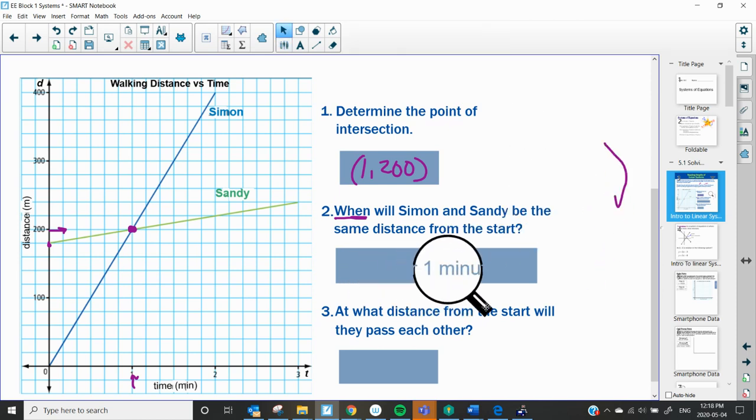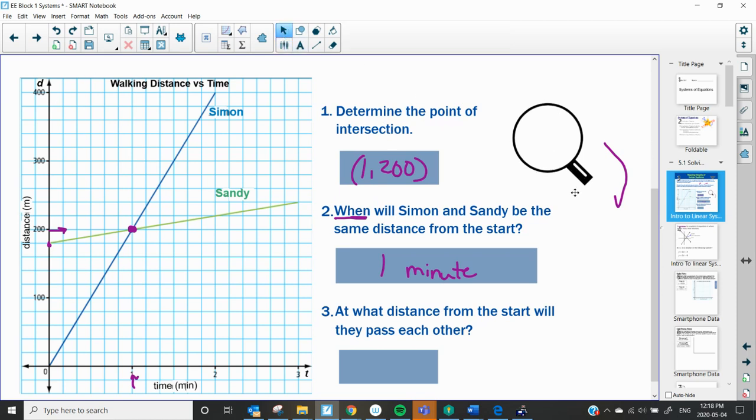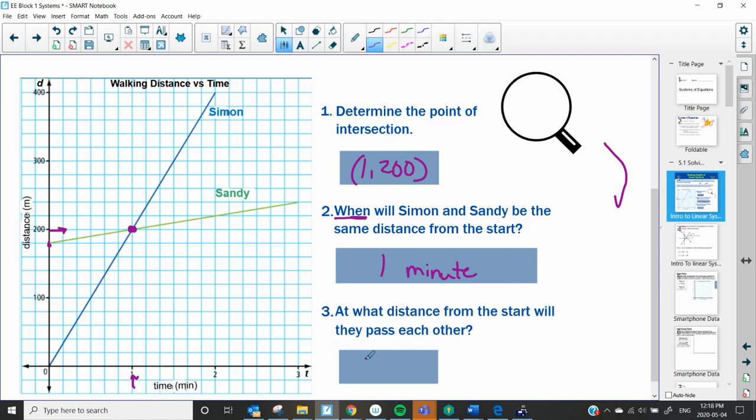And so if we look here, that happens after 1 minute. So 1 minute after they start walking, they cross paths. And so I want you to look at that 1 minute and again, look at the coordinate and see if you can see any correlation there. And then the last question says, at what distance from the start will they pass each other? Well, if we use our little magnifying glass, at 200 meters, they're going to pass each other. So again, think about that coordinate and what the significance is.